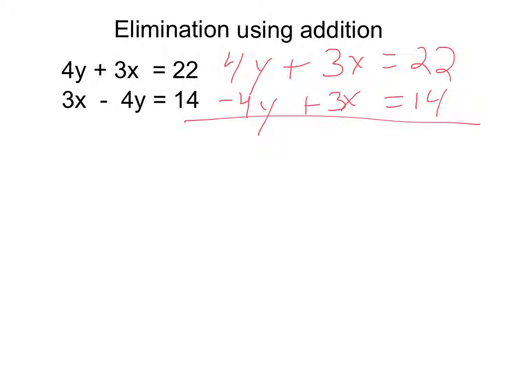4y plus negative 4y is 0. 3x plus 3x is 6x. 22 plus 14 is going to bring us to 36.